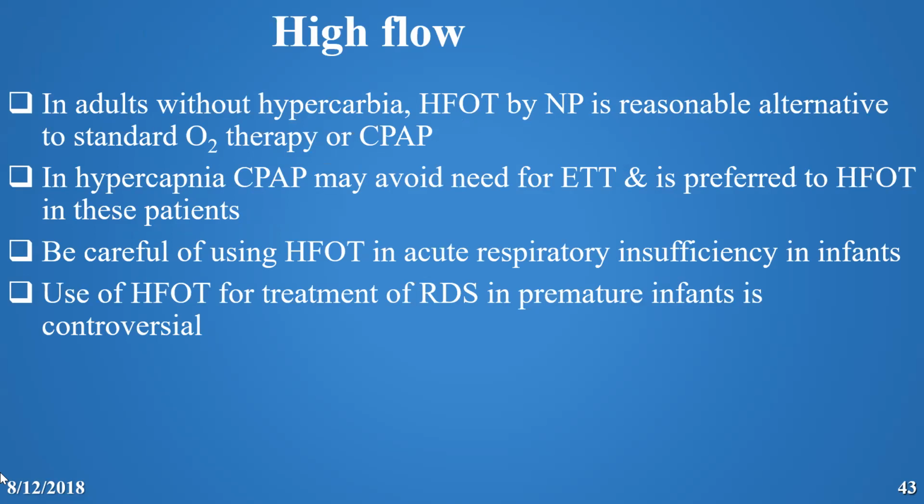Okay. So it's indicated in adult without hypercarbia. Whenever there is hypercarbia, CO2 is high, we cannot use it. So high flow oxygen therapy by nasal prong is a reasonable alternative to standard therapy of oxygen, just giving oxygen by mask, and CPAP. If there is hypercarbia and we want to use non-invasive ventilation, then CPAP is a better choice because it gives you pressure and that causes ventilation. And it's seen that when we use CPAP, we can minimize the use of intubation.